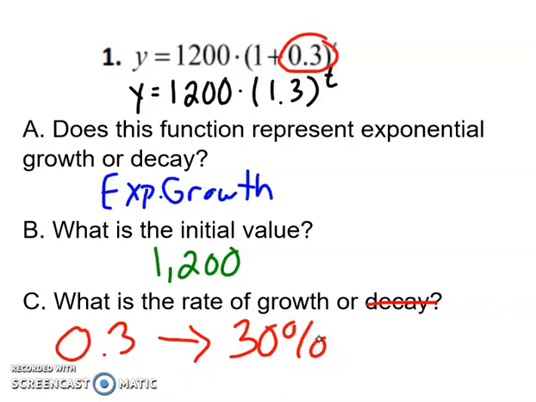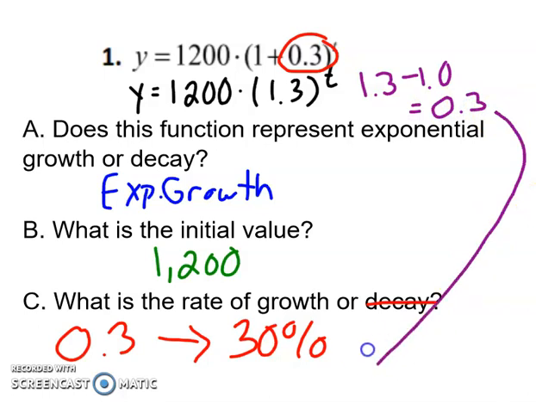If we were given, let's say, this part right here, 1.3, all we need to do is just take 1.3 minus 1.0, and that's going to give us 0.3, which is what we get down here. All right, sweet, nice job.